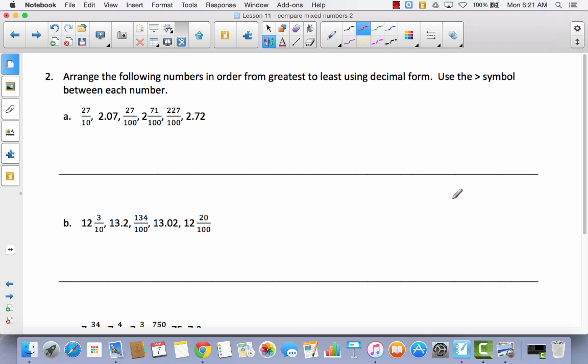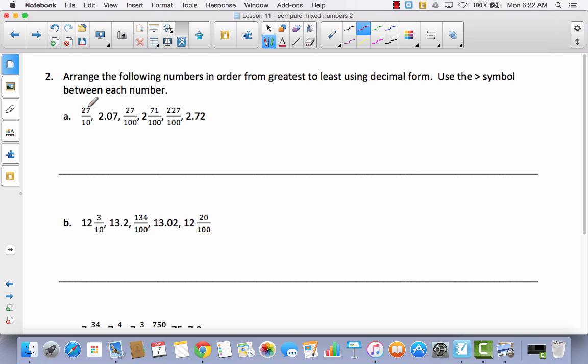All right, now let's go to another strategy. Now we're going to use the greater than or less than symbol between each number. And you can see that these are in various forms. You can see I've got fractions, and you can see I have decimals. I think the most important part to think here is that, first of all, we need to get these all in the same form, and then we need to get them all in the same units.